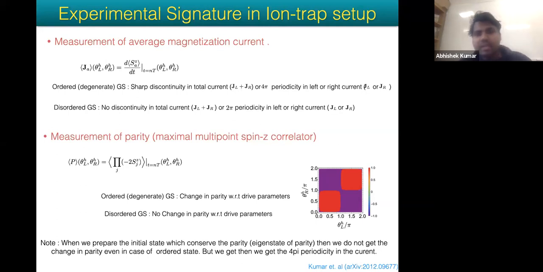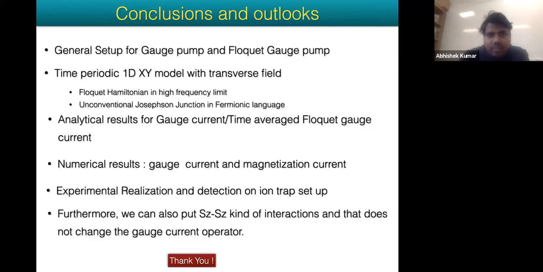Also, as I mentioned earlier, if the ground state preserves the parity, then you do not see a change in parity if you change the Dirac parameter, but you will see the 4 pi periodicity in that. Okay, so now I'll conclude my talk and say something more about the interaction.